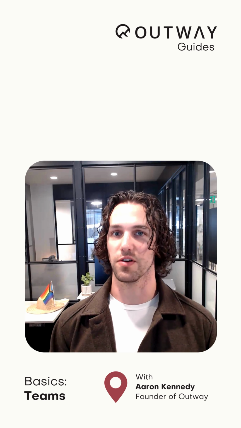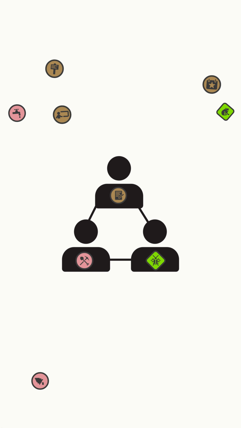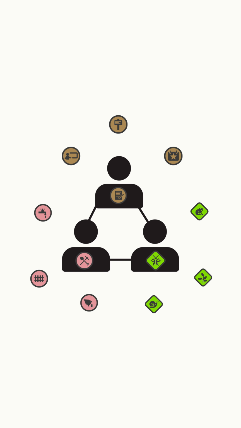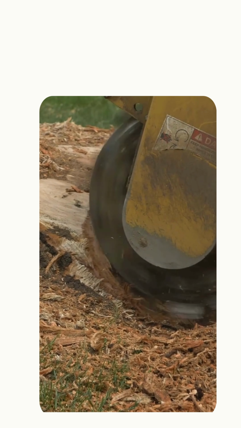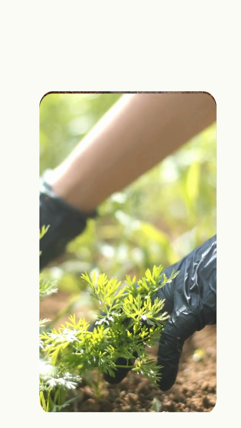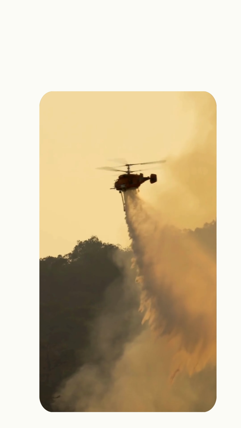Today we are going to go over teams and how you work with them in Outway. Working across your team is where you can actually have a lot of the biggest impact with Outway. No matter what your team is actually responsible for, whether you're doing maintenance or trail work or ecology or wildfire, whatever it is, making sure that you and your team are all working together on the same page.